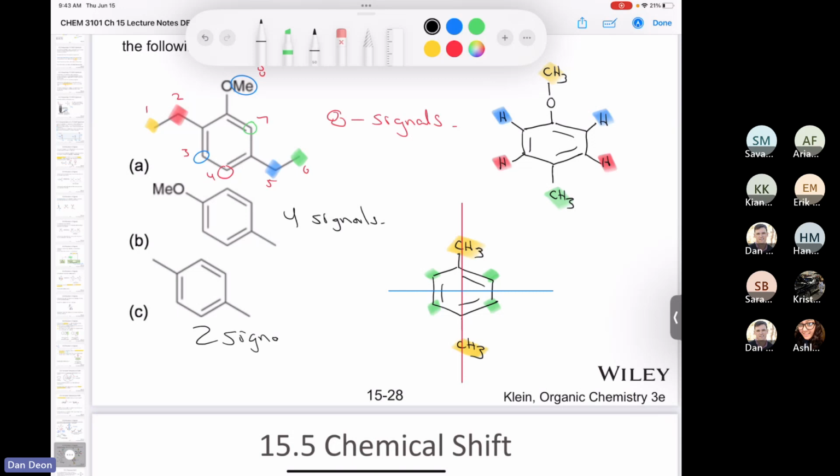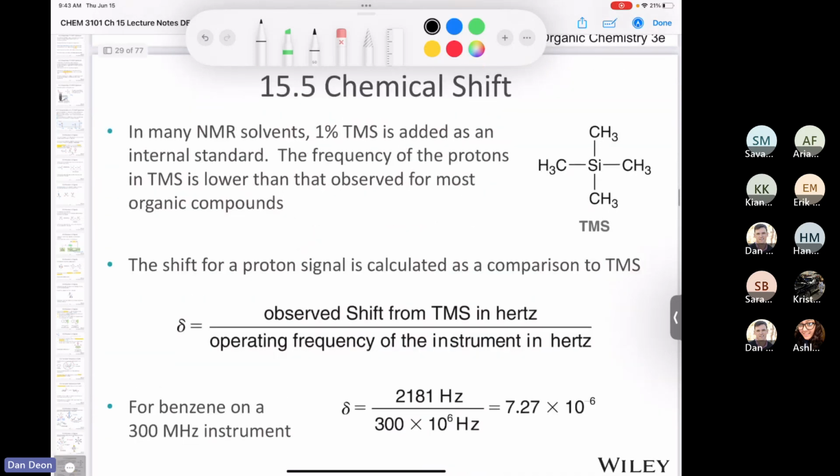So remember, each signal gets a unique chemical shift. Now we're going to switch gears, and we're going to cover chemical shift. It just turns out that in most NMR solvents, they put 1% of this compound called TMS, which stands for tetramethylsilane. So this is tetramethylsilane.